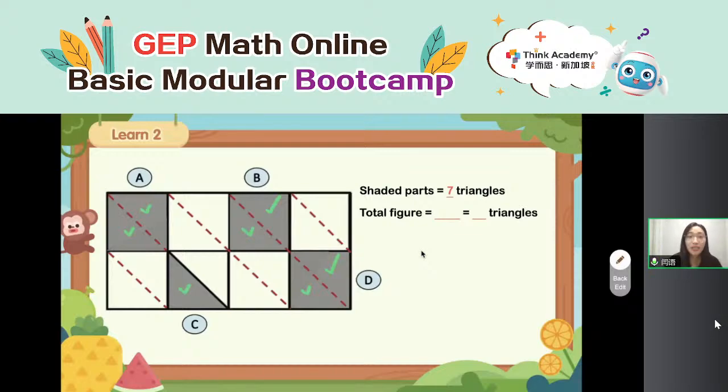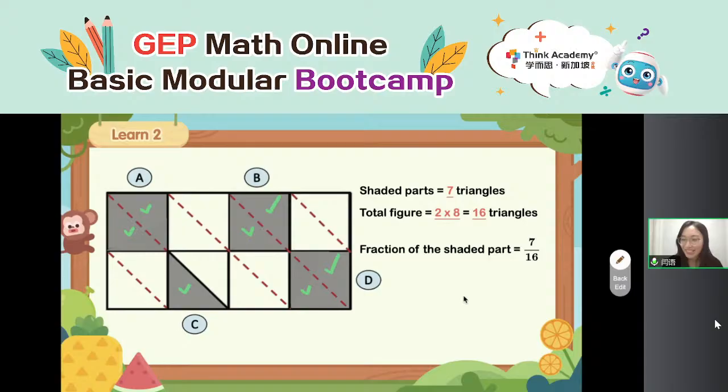Then what about the total figures? How many equal triangles are there altogether? That is 2 times 8. So you can see that altogether, there are 16 triangles. And 7 triangles are shaded. So what is the fraction of the shaded part? That is 7 out of 16. Okay, any question here? Yes, 7 out of 16.